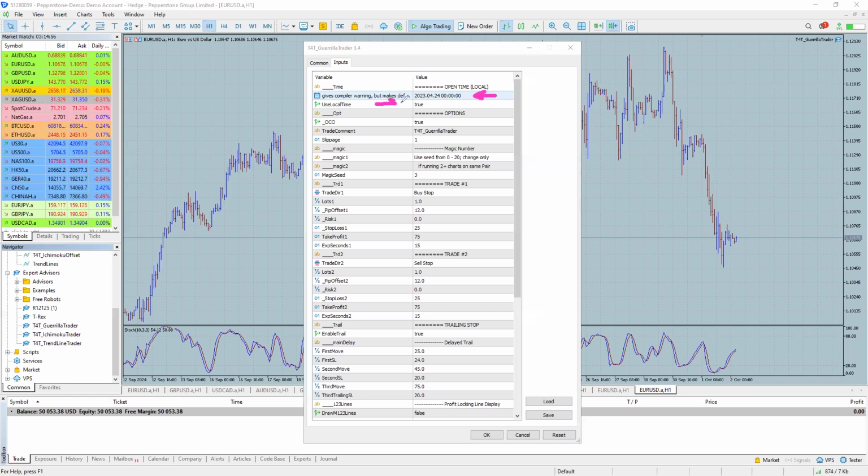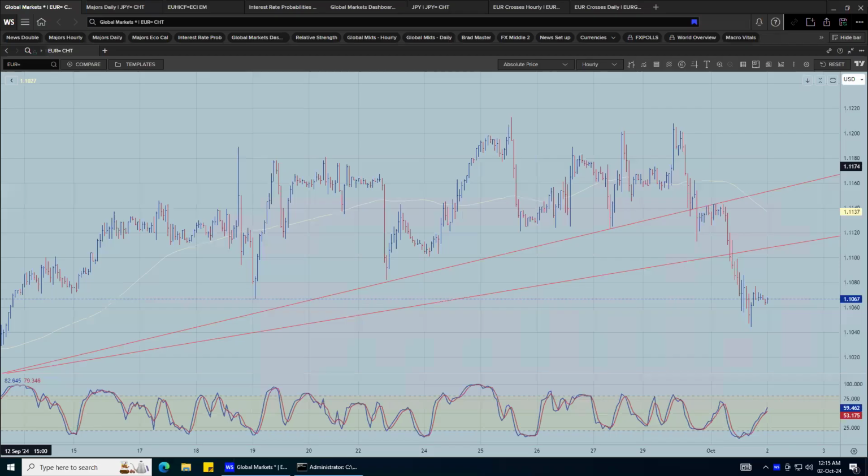Now, use local time is set to true. True means using your desktop time. If you put it to false, it'll use the time on your trading platform. And depending where you are, it could be Australasia, it could be North America, you may have a different time set on your platform, and you will need to adjust the execution time to match up with the data time. And that's the key part to it.